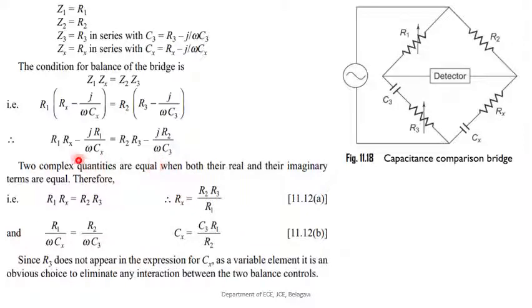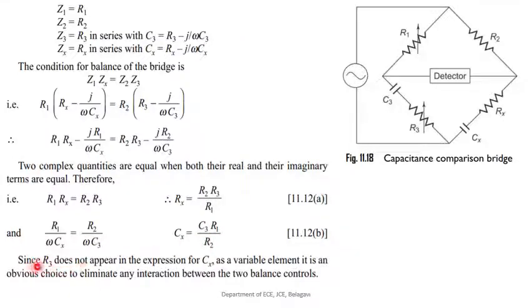Now what we will do is equate the real part. The real part gives R1 Rx is equal to R2 R3, and then we equate the imaginary part. So you will get this. This is our normal bridge balance equation, which we have seen for our DC Wheatstone's bridge, so this equation is the same. Now the imaginary part, if you equate, what you get is Cx is equal to C3 R1 divided by R2. Here omega and omega will cancel, and Cx is equal to C3 R1 by R2.